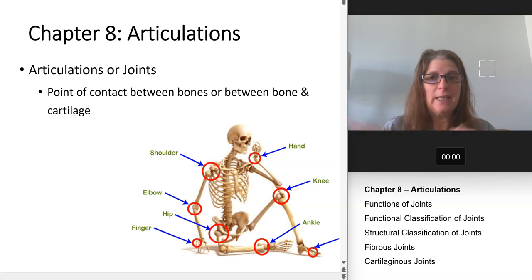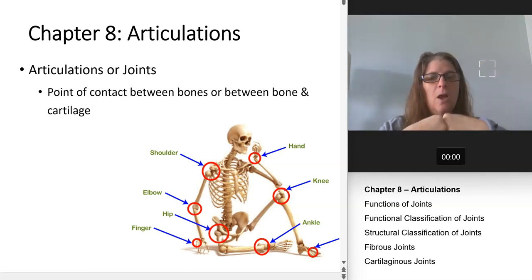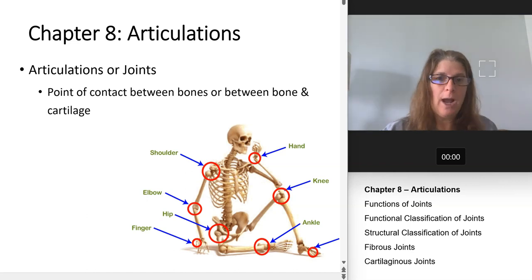So we're starting articulations, or joints, and the very first thing we have to do is, what is an articulation? Well, an articulation is a point of contact between bones. So typically where bones meet, they articulate, or it can be between bone and cartilage. These are some of the more common joints that we've been studying in the body.